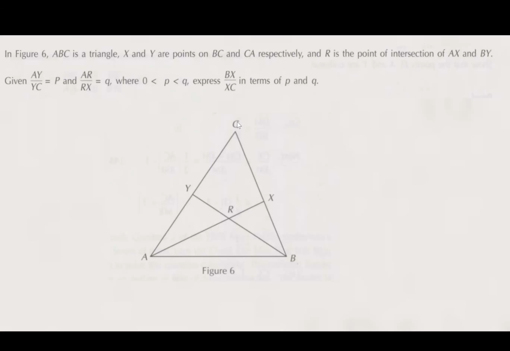Okay, so the hint I want to give you guys is we can use Menelaus's theorem on triangle AXC. And we can make the transversal equal to BR1. So what does this give us?